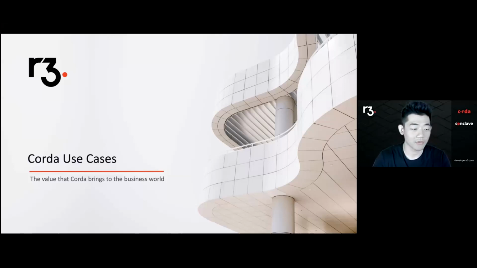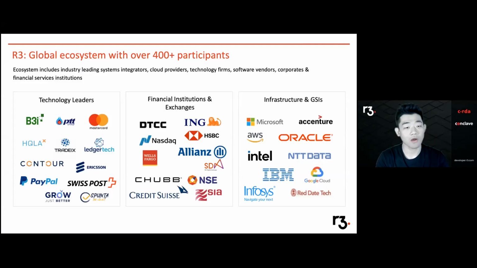All right, thanks, Ashutosh. All right, so let's get started. Corda use cases. In these sessions, we want to show you the value that Corda can bring to the business world. If you know our company and our platform before, R3 has been an enterprise blockchain for most of the robust financial industry, capital markets. We built a global ecosystem with 400-plus participants. The ecosystem includes industry-leading system integrators, cloud providers, and technology firms.